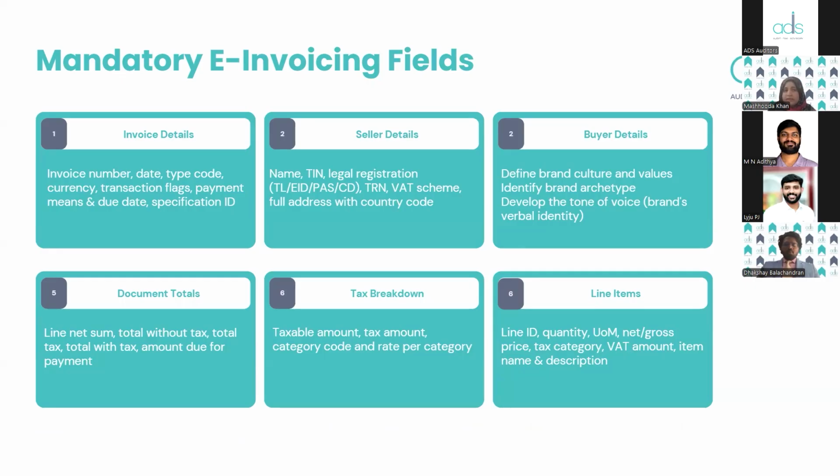The seller details should have details such as name, TIN, legal registration, and so on. The same comes for the buyer details, document totals, how they should appear, and the tax breakdown. There are items which should be there in the tax breakdown as well, and the line item details are also required to be mentioned under the e-invoicing format.